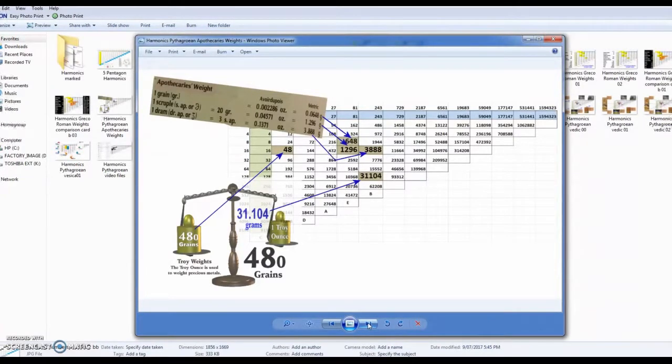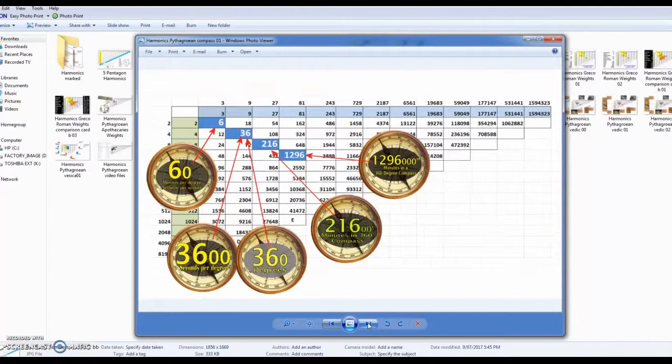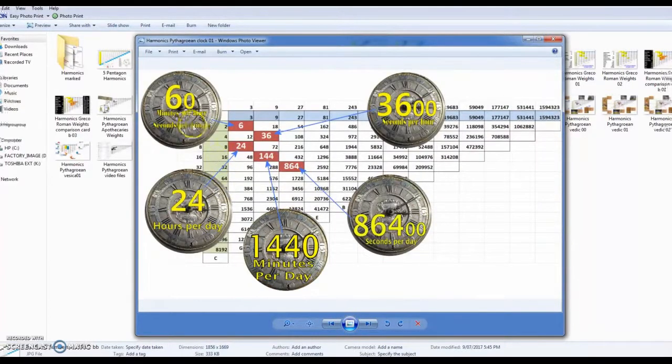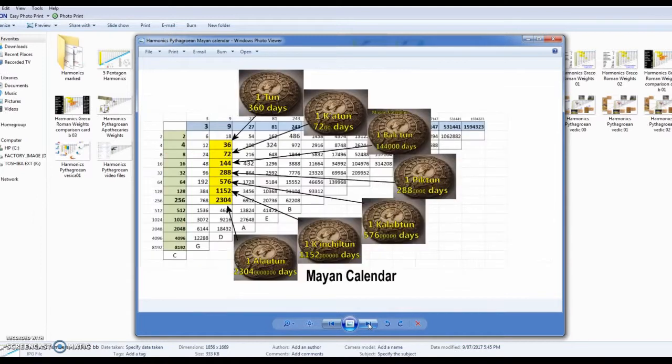So when you see the price of gold quoted, they're not talking about the food ounce. The troy ounce is separate; it's used to weigh precious metals. Bode's law, time. So, for instance, 24 hours a day, 60 minutes, 1440 minutes per day, 86,400 seconds per day, 3,600 seconds per hour. The compass, the divisions of the compass, 360 degrees, each degree 60 minutes. Each minute of the compass is 60 seconds.